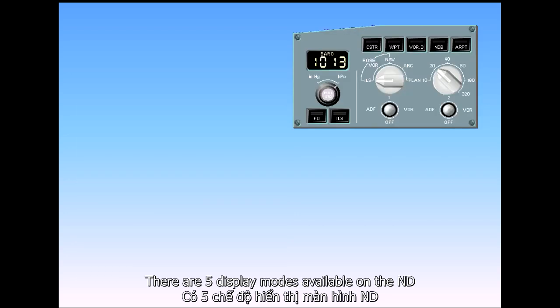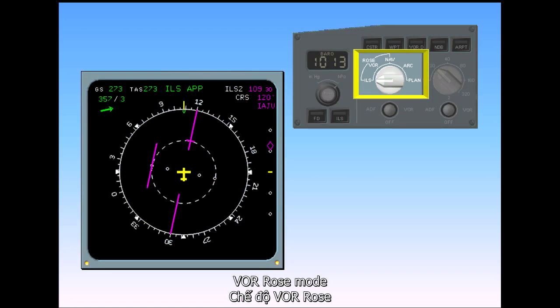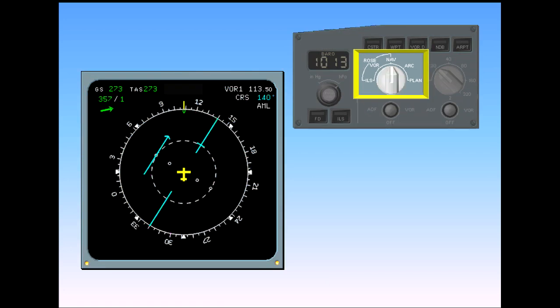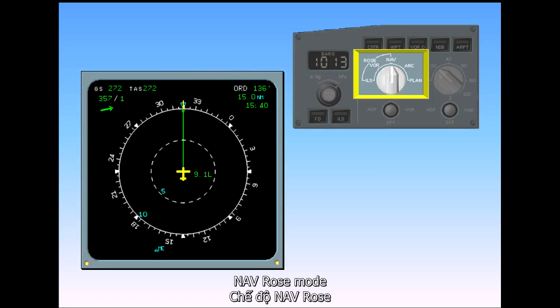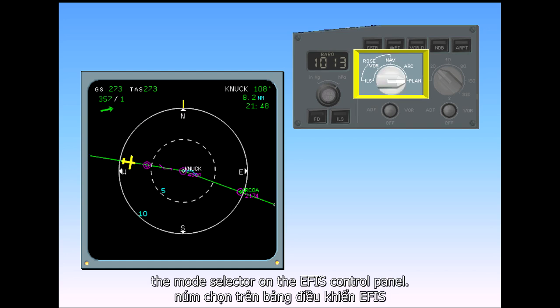There are 5 display modes available on the ND: ILS Rose Mode, VOR Rose Mode, NAV Rose Mode, ARC Mode, Plan Mode. The modes are selected by the Mode Selector on the EFIS control panel.